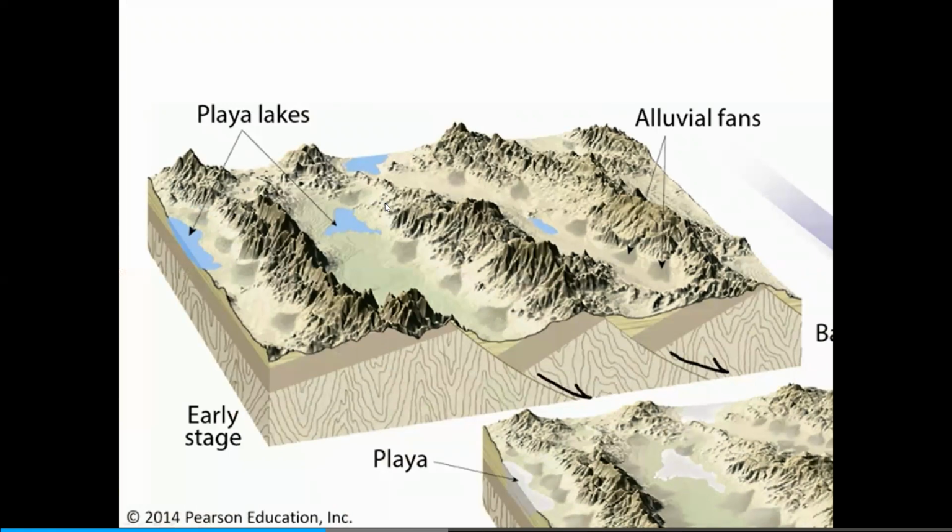Now, as erosion goes to work on the ranges and transports sediment downhill into the basins, we get a couple of different features. Prominent are the alluvial fans. These are basically big piles of sediment that are produced where the canyons draining the mountains meet the valley floor. If there are particularly low spots, they may accumulate water, and that is present in the form of these playa lakes that you see here.